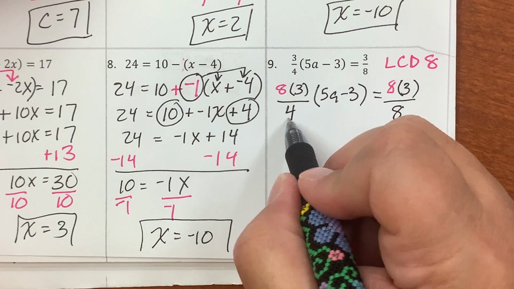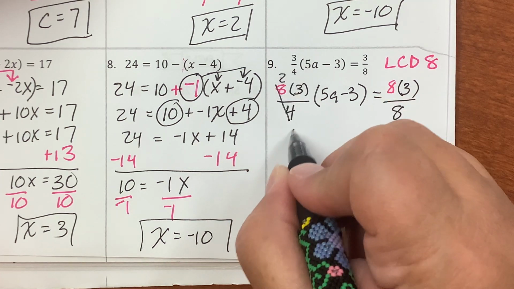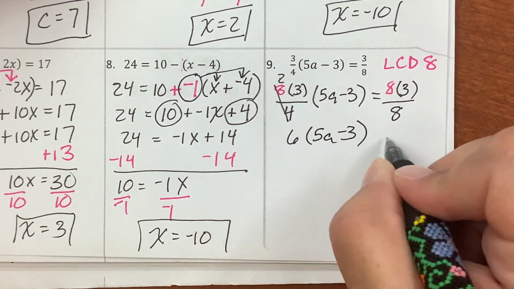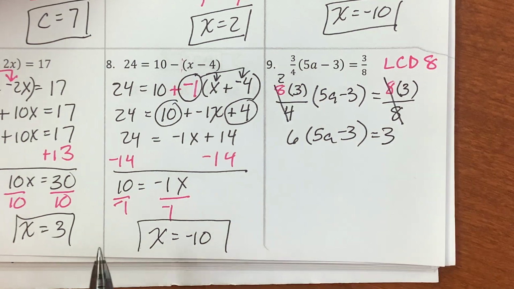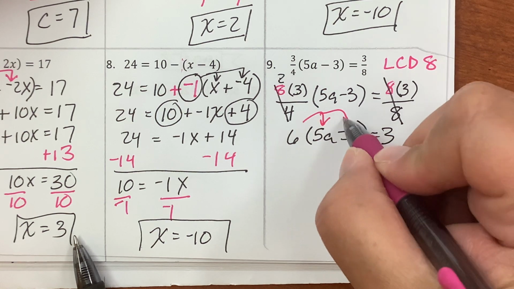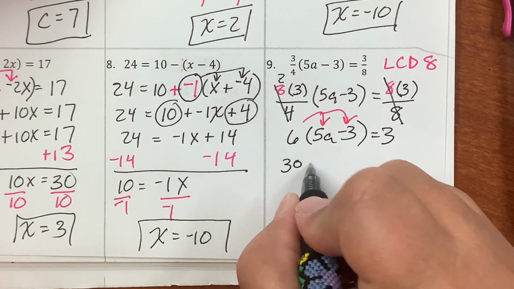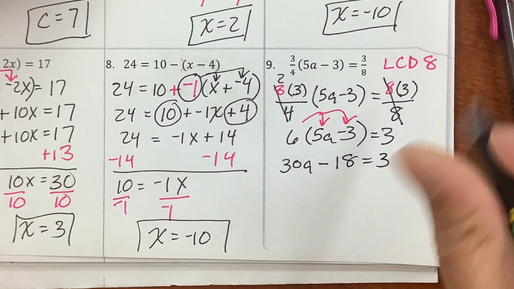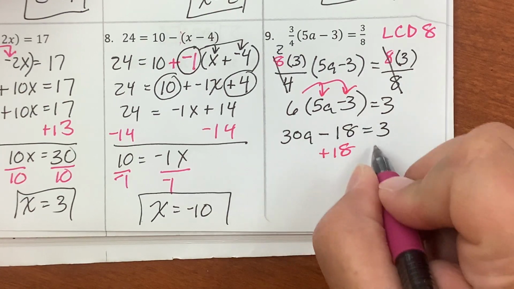Okay, let's see. 8 divided by 4 is 2. 2 times 3, 6 times 5a minus 3 equals 8 divided by 8 is 1, 3. Now I can do the distribution. 6 times 5 and 6 times 3. 30a minus 18 equals 3. Okay. Add 18 to both sides.